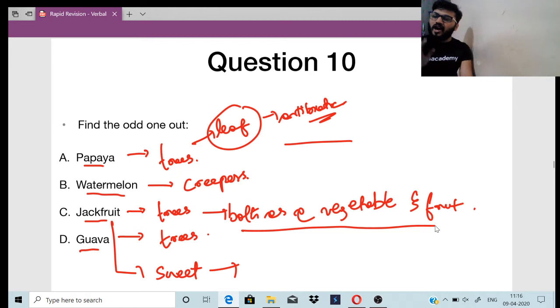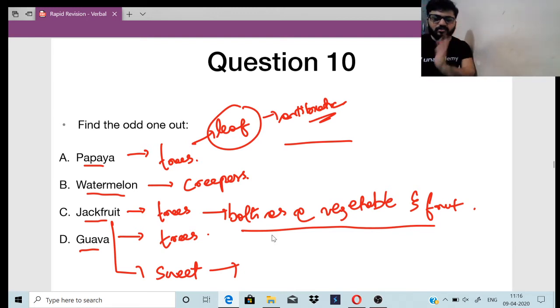I'm not telling it is not used as a vegetable. Yes. Some people also use it as a vegetable. The small jackfruit which are small in size, they use it as a vegetable. They put it in the food, right? It is used both as a fruit and vegetable.